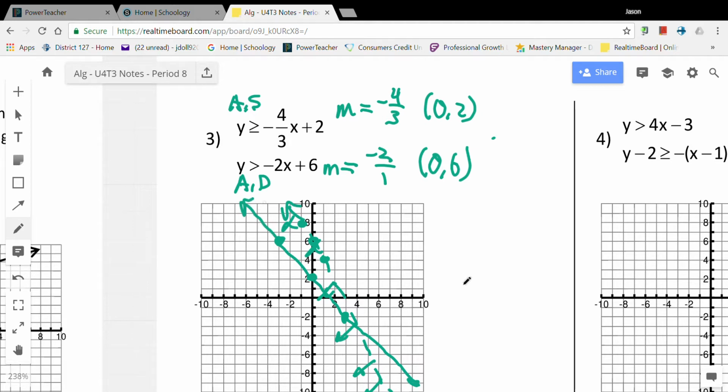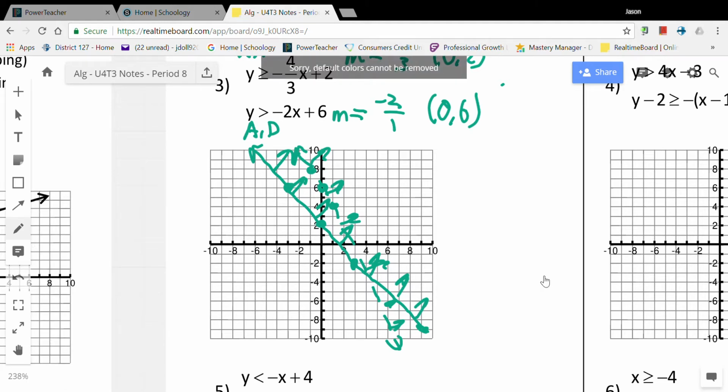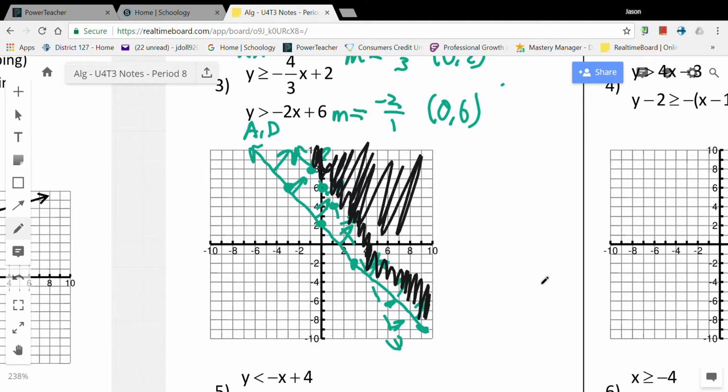And I am shading also, my bad. I apologize, guys. I shaded these arrows down, and they should have been going up. I apologize for that. So both of my solution arrows are pointing up. All right, and hopefully you can see where the intersection of my region is, and it is right here.